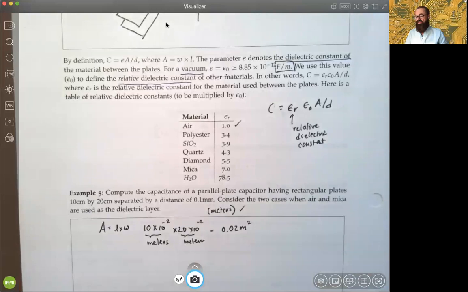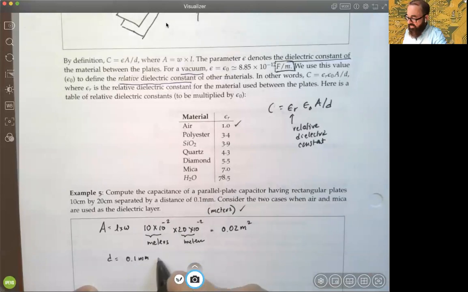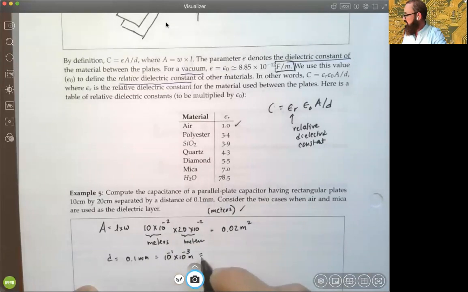All right, so that would tell us the area, and then we know that the distance between the plates is 0.1 millimeters. Again, let's convert that. So that's 10 to the minus 1 power times what? 10 to the minus 3 meters. And so that gives us 10 to the minus 4 meters, right?